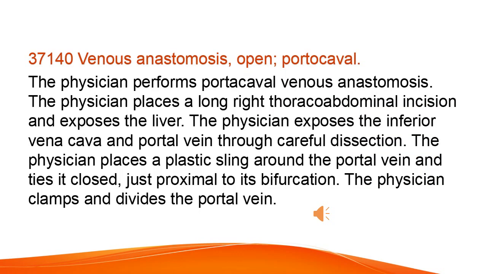Venous anastomosis, open, portocaval. The physician performs portocaval venous anastomosis. The physician places a long right thoraco-abdominal incision and exposes the liver. The physician exposes the inferior vena cava and portal vein through careful dissection. The physician places a plastic sling around the portal vein and ties it closed, just proximal to its bifurcation. The physician clamps and divides the portal vein.